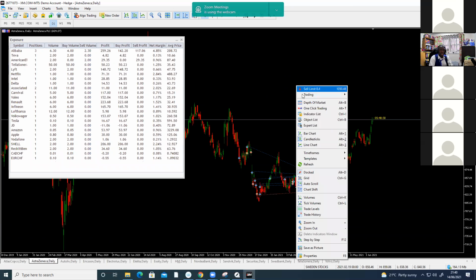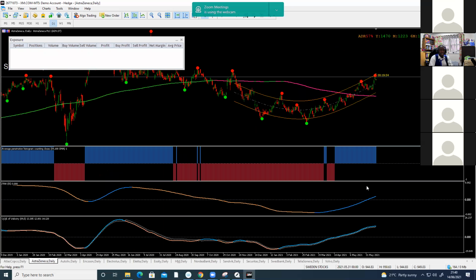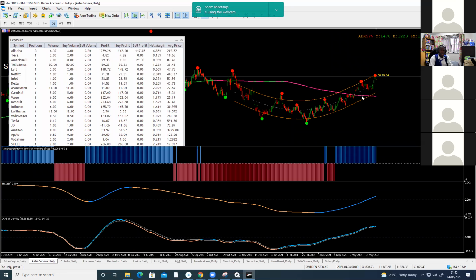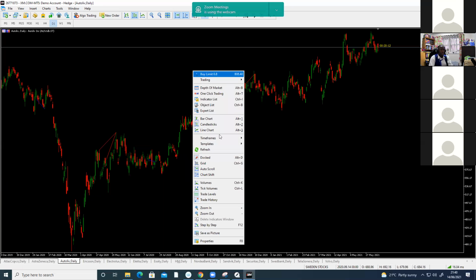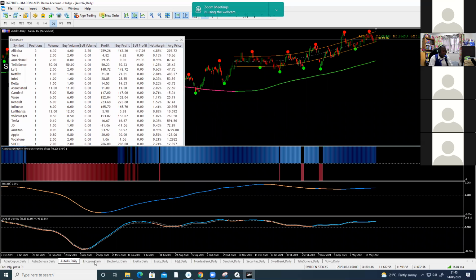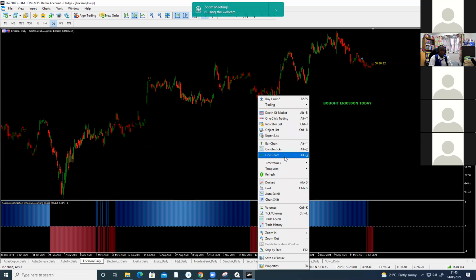AstraZeneca. Oh my God, no matter how they set the ban, AstraZeneca is still going up. Look, AstraZeneca is still going up. They banned them from one of the, I think it's Sweden who banned them. Okay, but they're still going up. Ericsson. Okay.